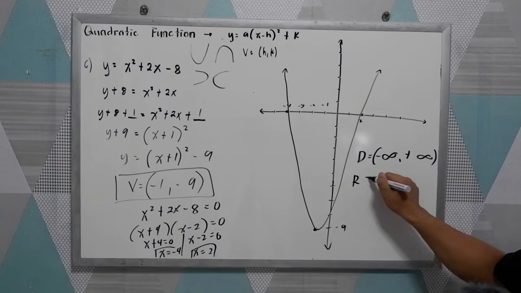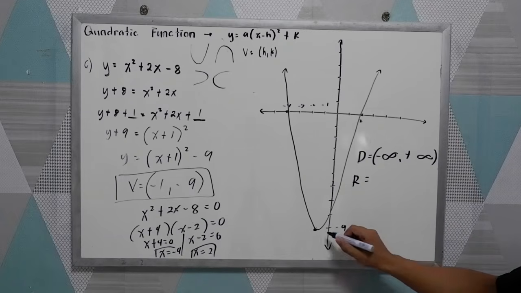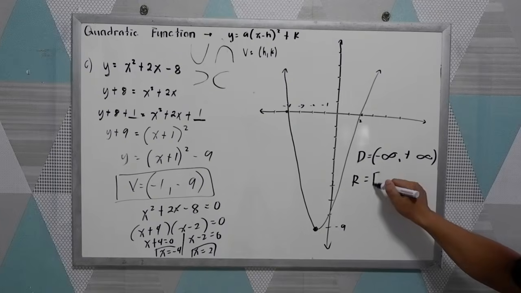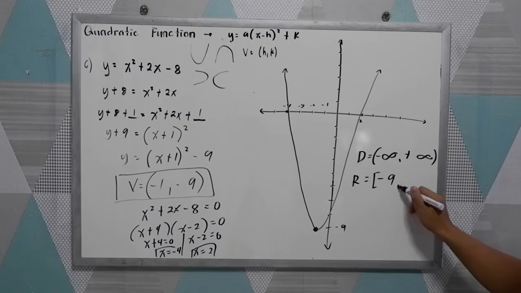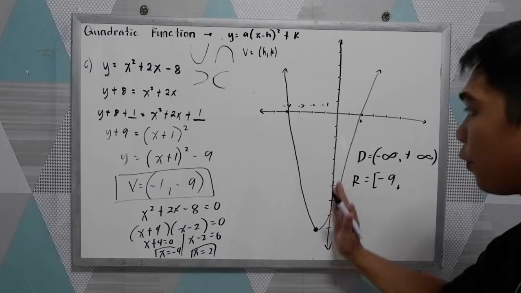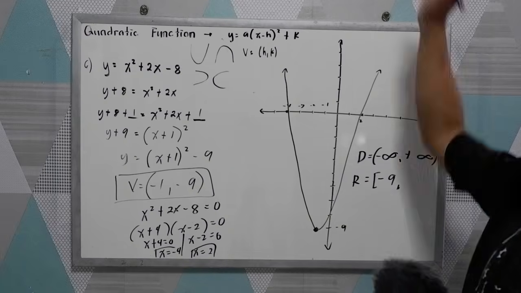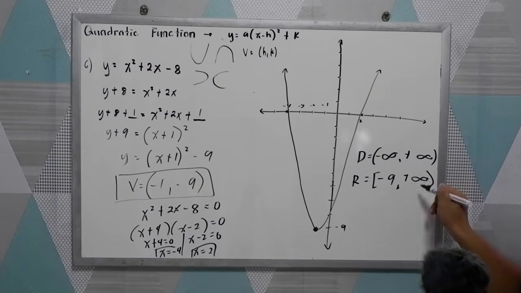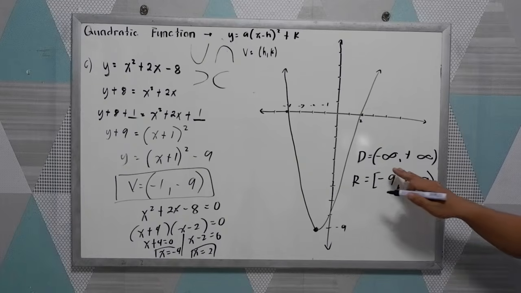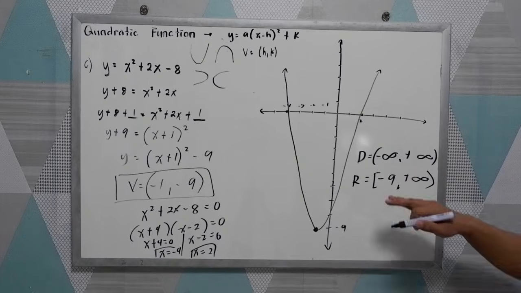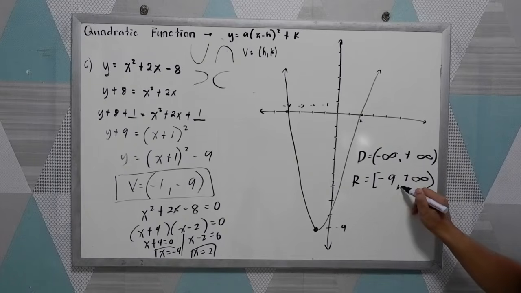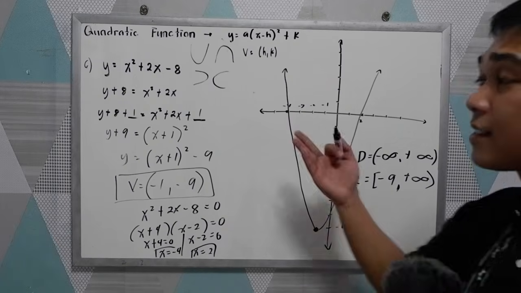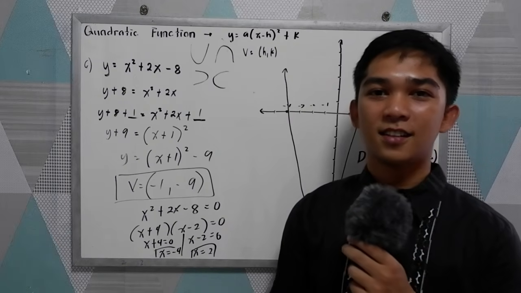And for the range, we have our lowest point, which is negative 9, which is included. So, negative 9. Then, studying our y-axis, it will go up to positive infinity. So, domain, negative infinity to positive infinity, and our range, negative 9 to positive infinity. That is the quadratic functions.